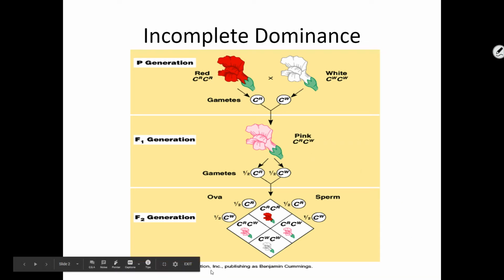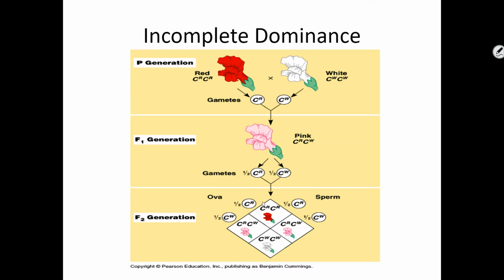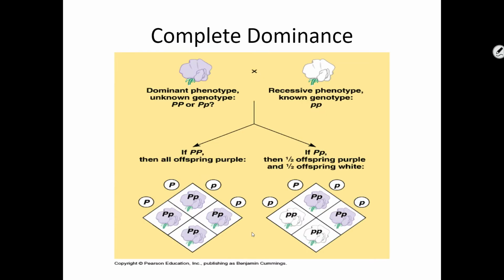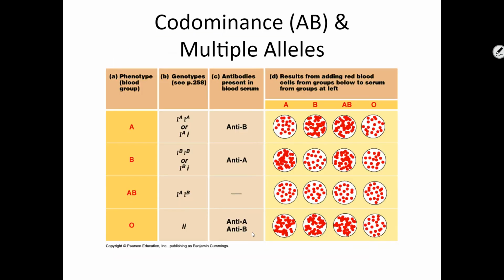Well, if you mix two pinks together, what would you expect? You'd expect to see some red, some white, and some pink also. Same sort of idea, but just two dominant traits. Now, this incomplete dominance is different from complete dominance, which we already talked about.